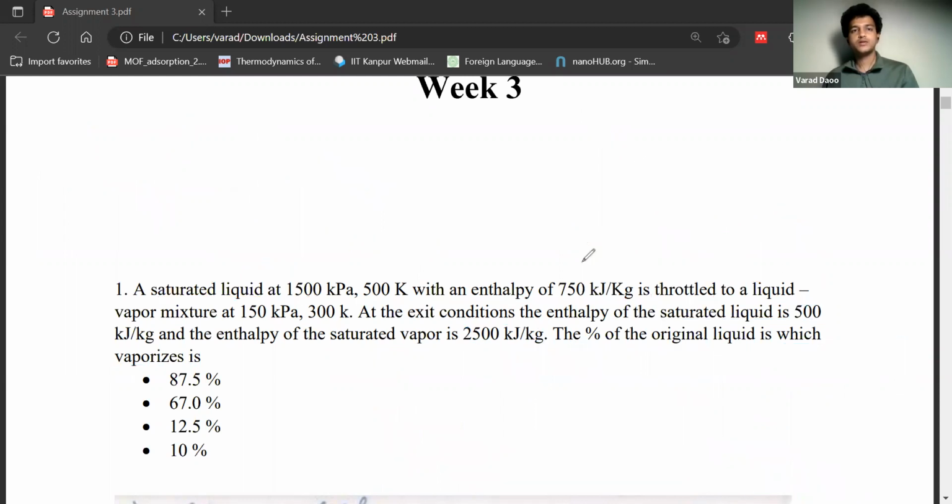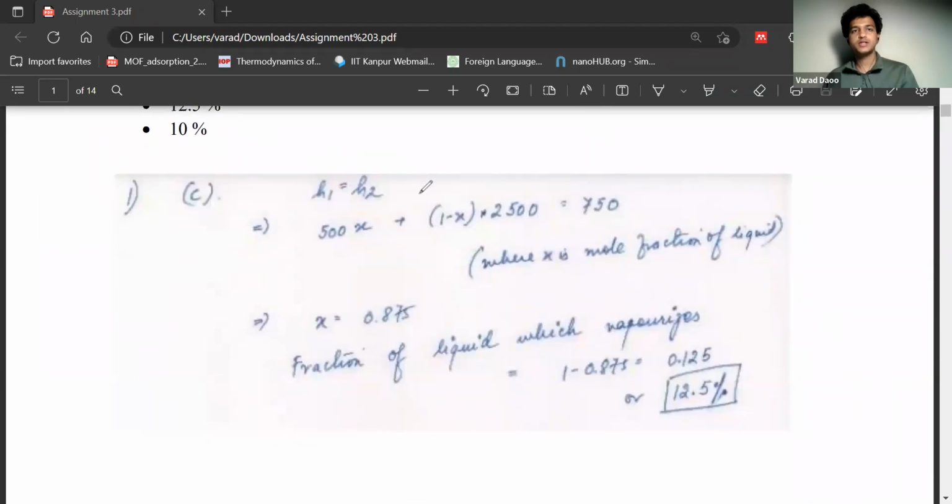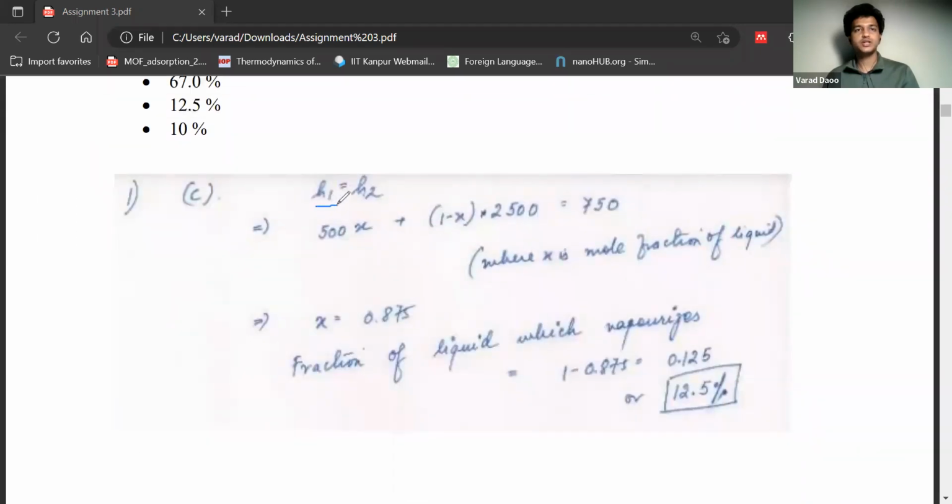Okay. So here you can see it is very nicely written that H1, the initial H, is going to remain conserved. Why? Because it is a throttling process. So H1 is 750, so 750 is equal to HL plus (1 minus x) into Hg. Okay. So x is the mole fraction of the liquid. This is also called quality.